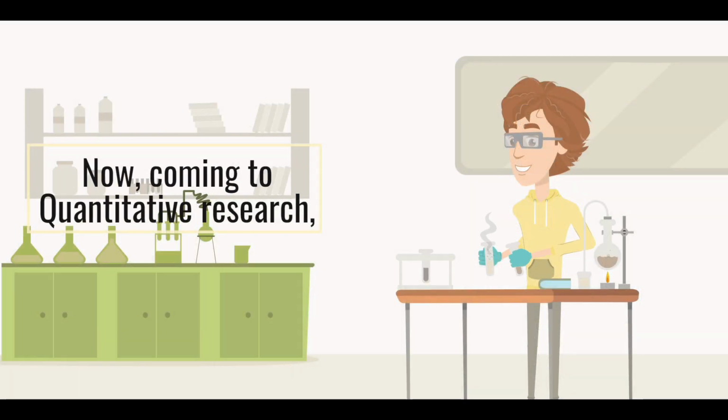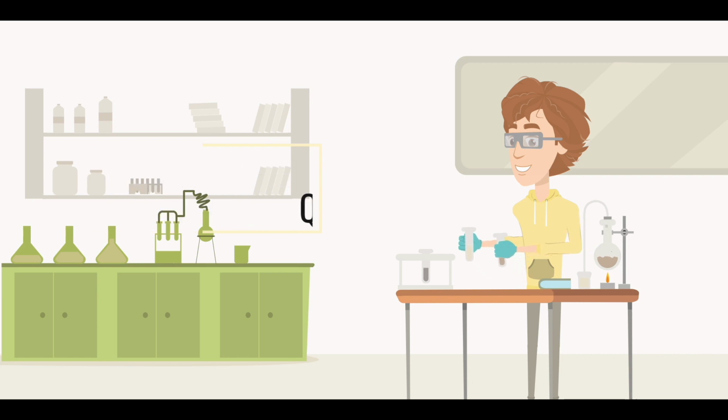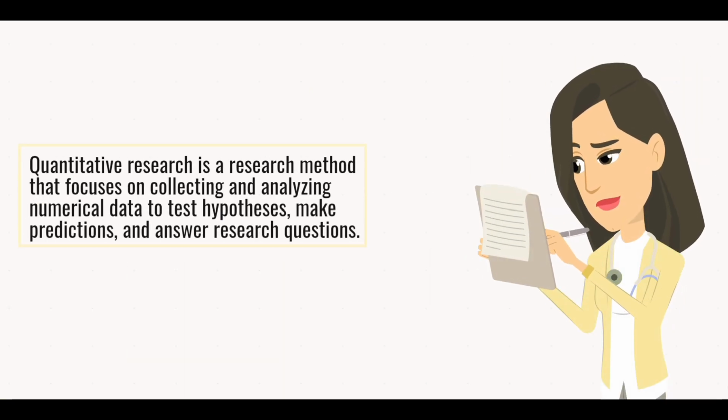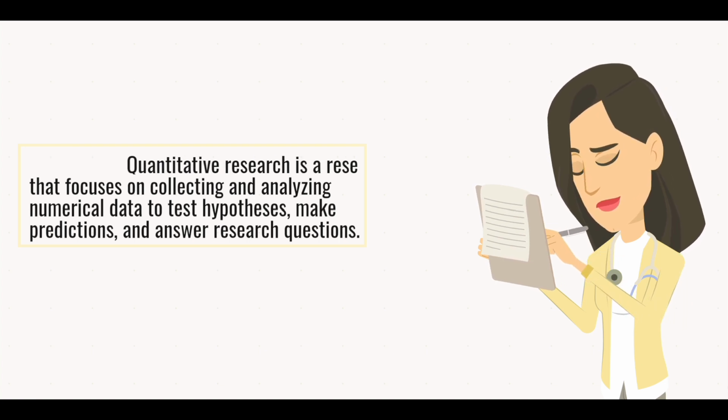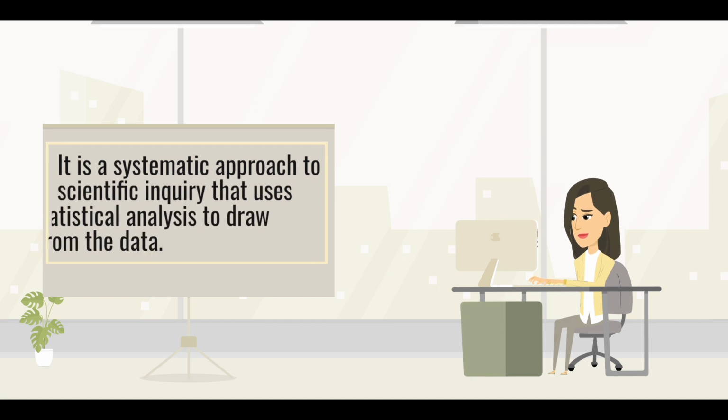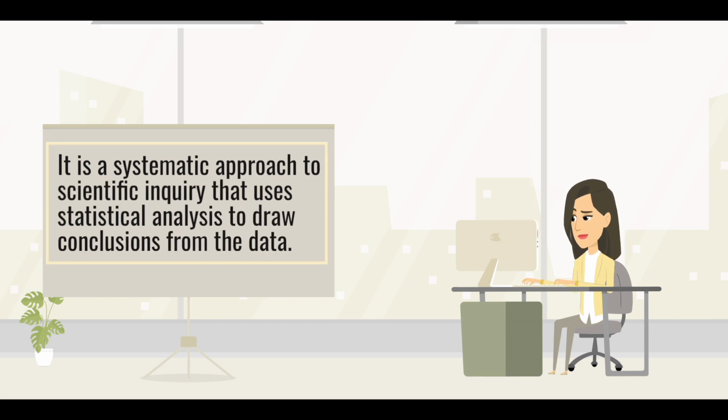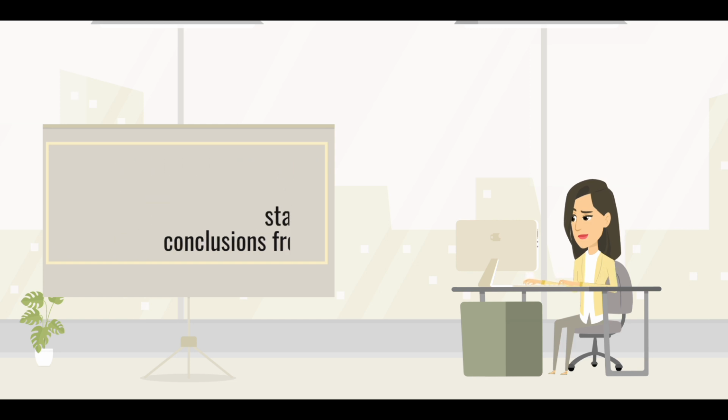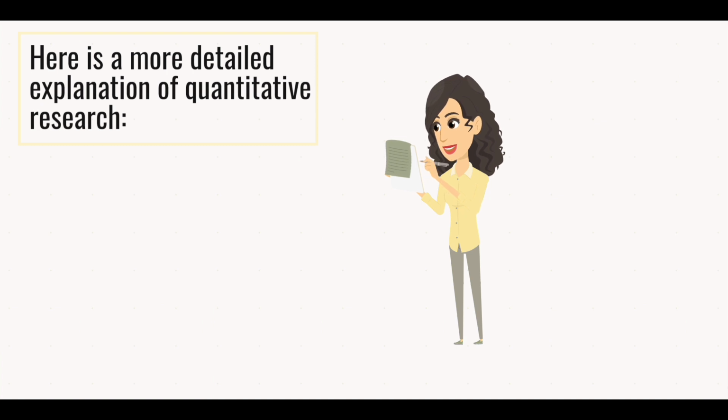Now, coming to quantitative research. Quantitative research is a research method that focuses on collecting and analyzing numerical data to test hypotheses, make predictions, and answer research questions. It is a systematic approach to scientific inquiry that uses statistical analysis to draw conclusions from the data. Here is a more detailed explanation of quantitative research.